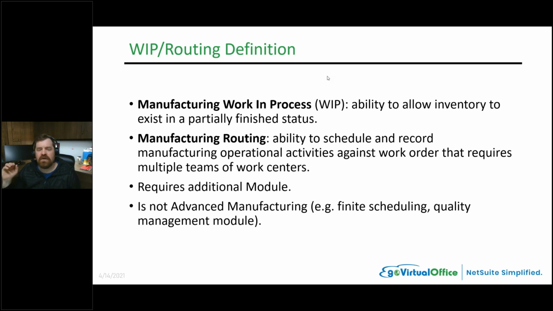And the other thing that I want to make sure that I call out is, as it relates to naming conventions, NetSuite also has an additional module above and beyond this, which is called Advanced Manufacturing. That includes things like finite scheduling and the quality management module. This is not that. So just so you know that there's a differentiation, there's basically three levels of manufacturing in NetSuite. You have work orders and assemblies, WIP and routing, and Advanced Manufacturing is the end.